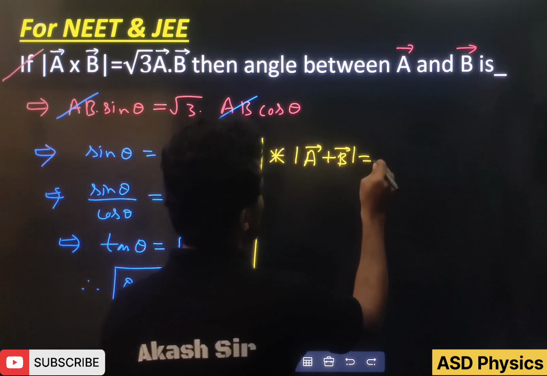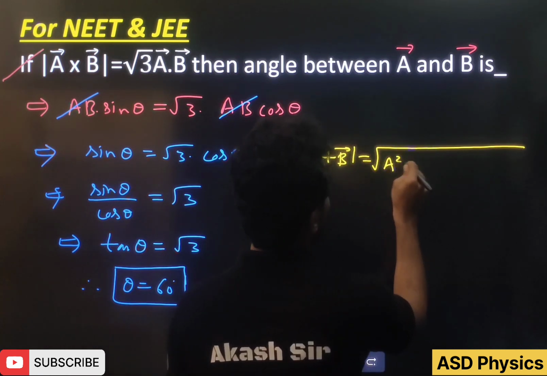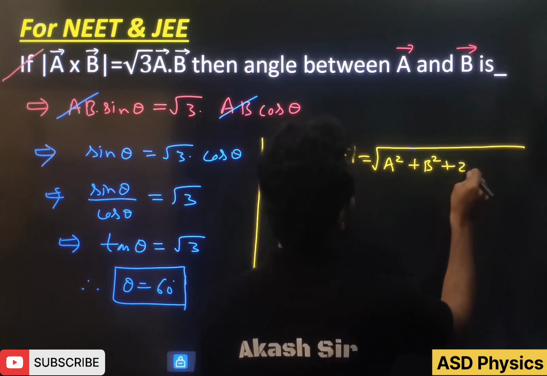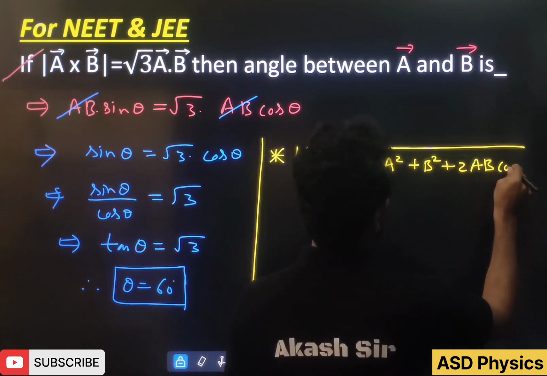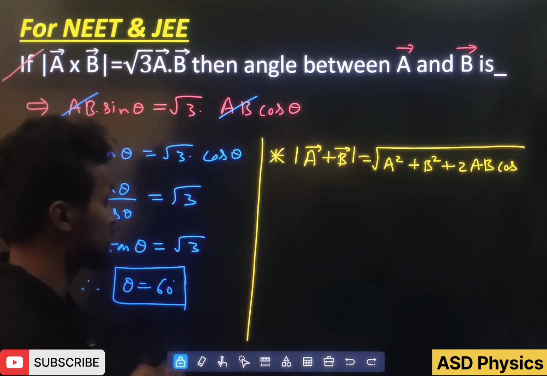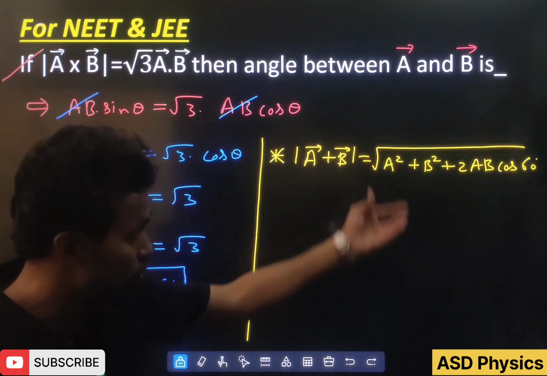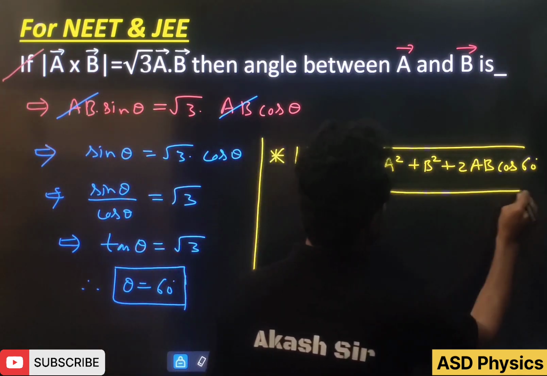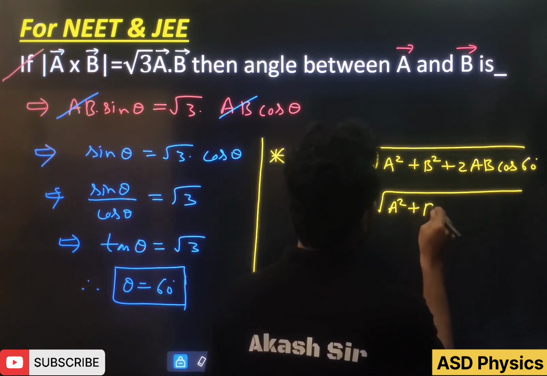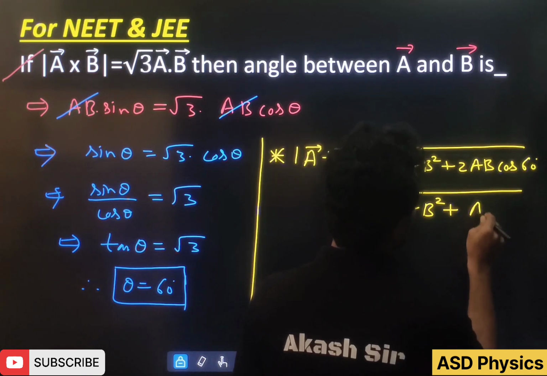If they ask something extra, sometimes they may ask, like, tell the value of mod of a plus b. So what is mod of a plus b? Formula: a square plus b square plus 2ab cos theta. So theta is how much here? 60 degree. Cos 60 means 1 by 2. So students, it will come a square plus b square plus ab.